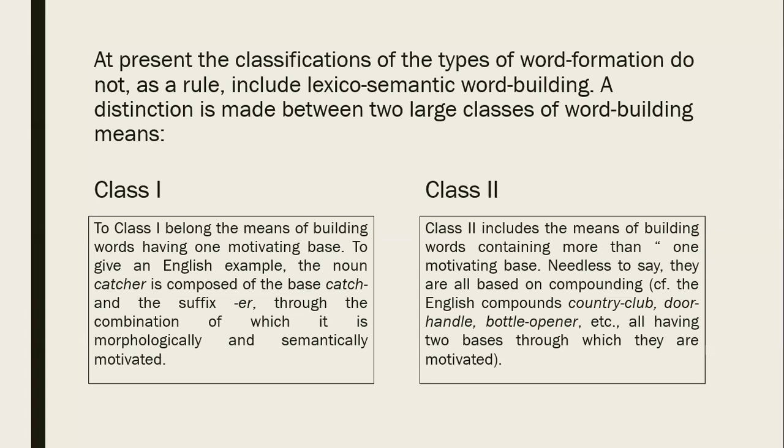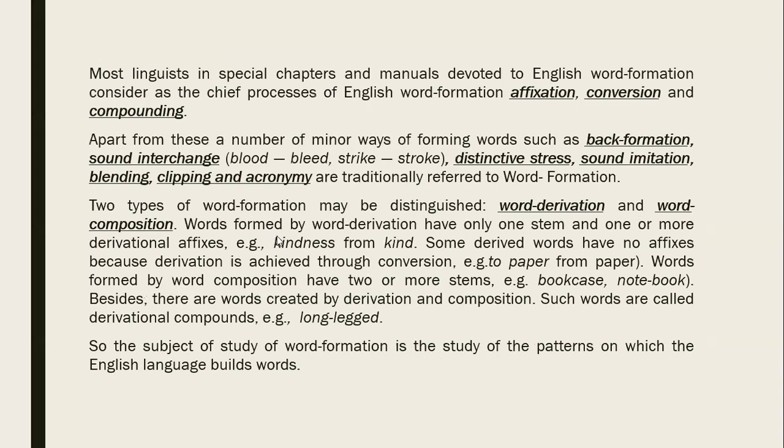Class two includes the means of building words containing more than one motivating basis. Needless to say, they are all based on compounding. The English compounds country club, door handle, bottle opener, etc., all have two bases through which they are motivated. Most linguists in special chapters and manuals devoted to English word formation consider as the chief processes of English word formation.